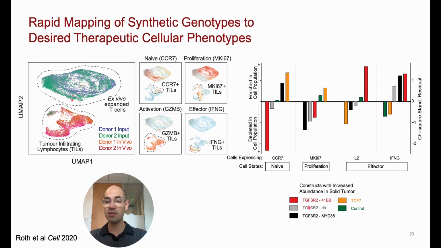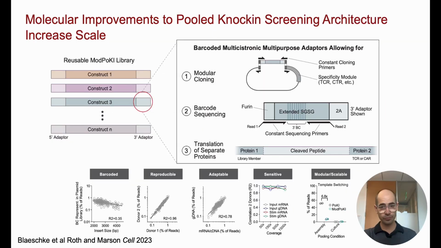And what we can see is that a set of these constructs, which has TGF-beta receptor chimeras, behave extremely differently than a TCF1 or TCF7 overexpression construct, even though both of these sets increased in abundance in the TILs. And so you can highlight extremely different functional profiles, which may be associated with very different phenotypic performance. And so we've continuously improved these methods.